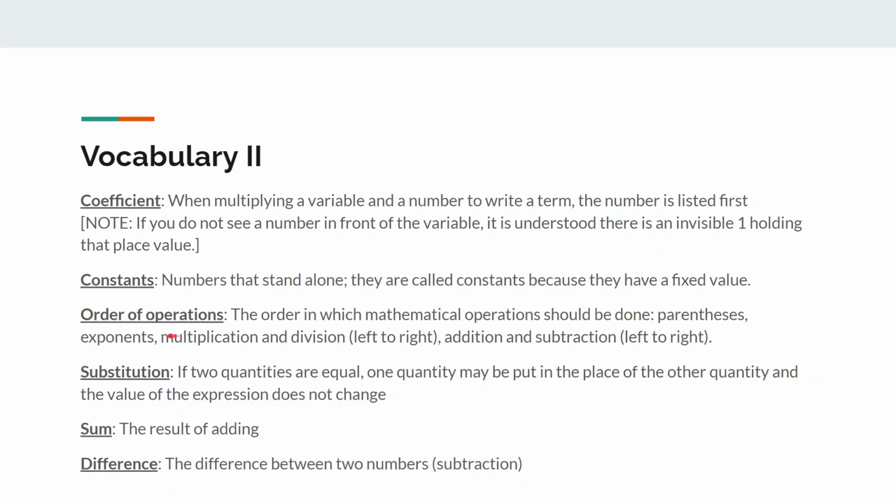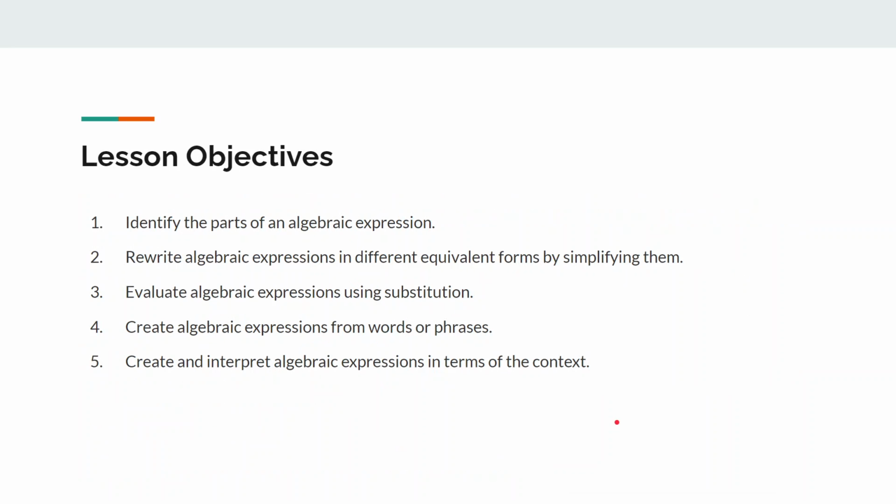Now, if you go through and do all of the notes and all of the examples and all of the practice, then you will be able to do these things. You will be able to identify the different parts of an algebraic expression. You'll be able to rewrite algebraic expressions in different ways by creating equivalent forms and simplifying them. You'll be able to evaluate algebraic expressions using substitution, and you'll be able to create algebraic expressions from words and phrases. Finally, you'll be able to create and interpret algebraic expressions in terms of the context.